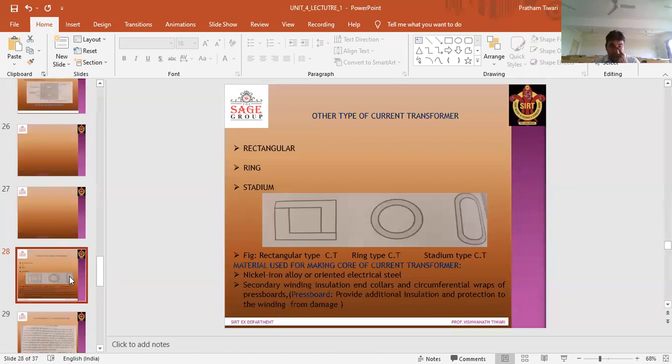Next, other types of current transformers: rectangular, ring, and stadium types. These are the pictures representing the rectangular CT, ring type CT, and stadium type CT.